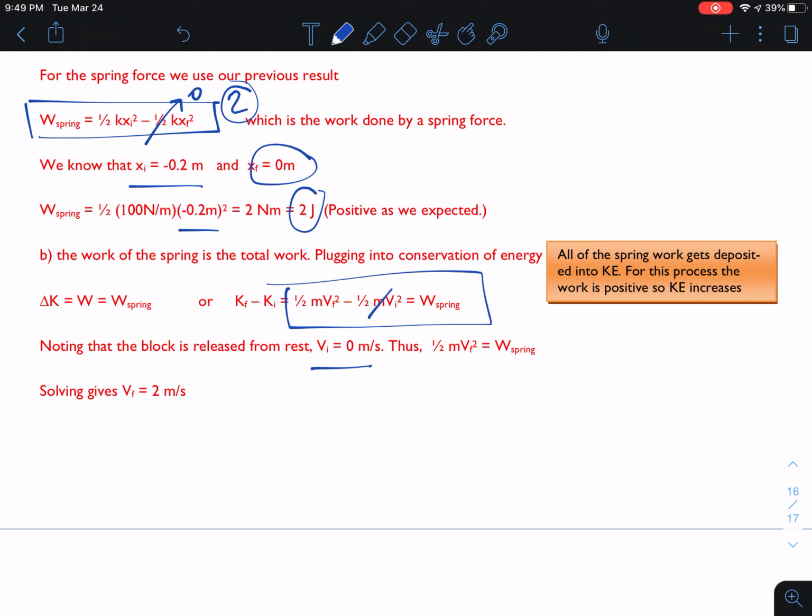Initial is 0, so this term is going to go away, and then you're going to end up with this relation there. When you plug the numbers in, you're going to get the velocity to be 2 meters per second. And also please check the units too. So how do you get from joules to meters per second, for example?